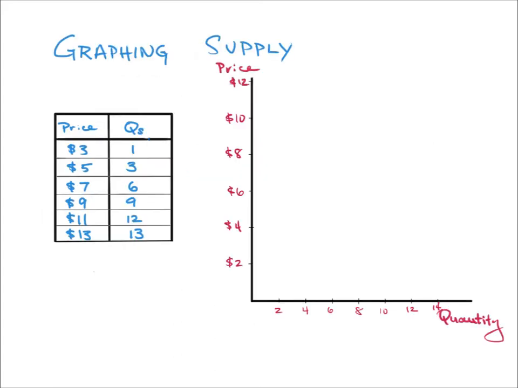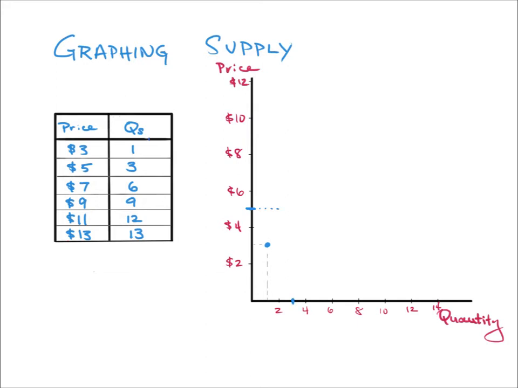Once again, I'd like to graph this supply function. So I go to my graph and set up my graph with price on the vertical axis, quantity on the horizontal axis. And I go through these different points. At a price of $3, so that's right here, the quantity that would be supplied would be 1. And so I add that point to the graph. Boom, right here. Okay. Then I go to the next one. At a price of $5, the quantity sold would be 3.